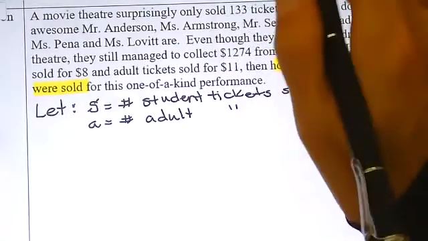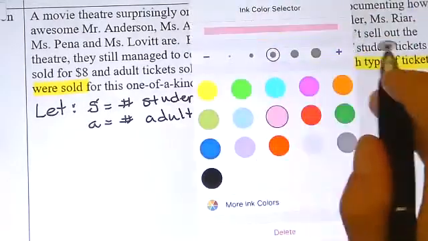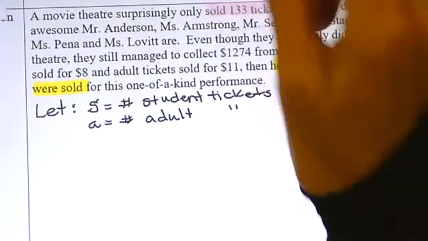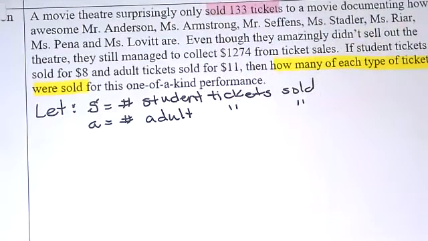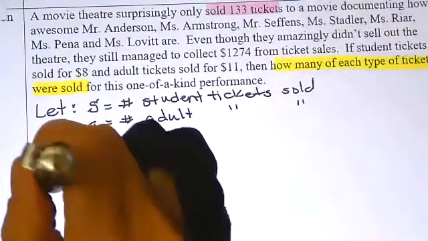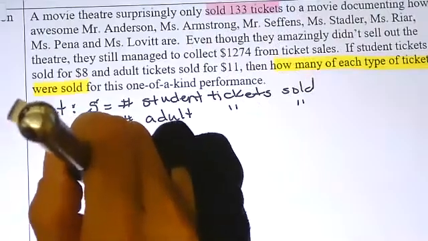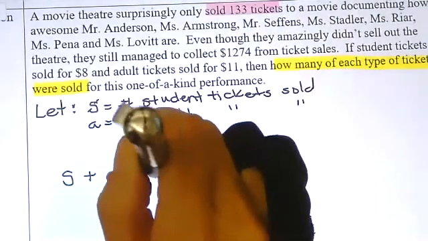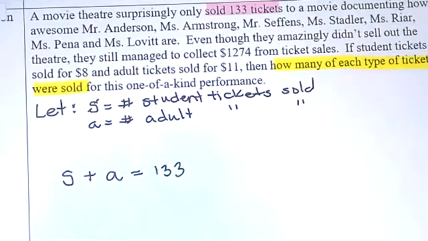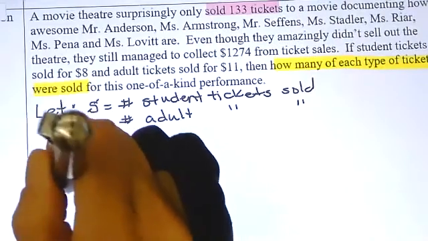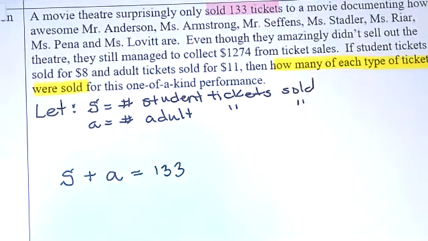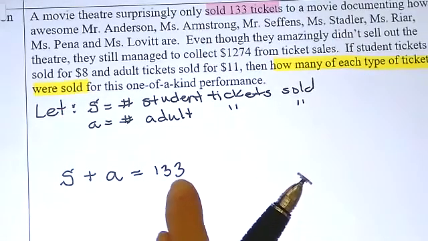And the first thing we know is they sold 133 tickets. And there's only 2 types of tickets, student tickets and adult tickets. And total, they sold 133 tickets. So my first equation is literally going to say the number of student tickets plus the number of adult tickets is a total of 133 tickets sold. So my student tickets plus my adult tickets totals to 133.